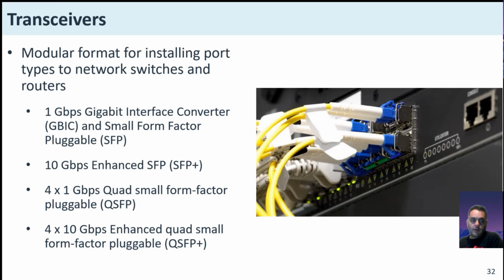And then, of course, over here on the right, you'll see transceivers: 1 gigabit interface converter, SFP, 10 gigabit SFP plus, 4 times 1 gigabit quad small form factor, QSFP, and 4 times 10 gigabit would be a QSFP plus. And that's how you make the distinction for what you would need for those pluggable SFP GBICs.